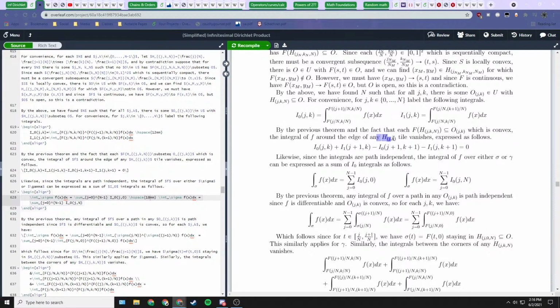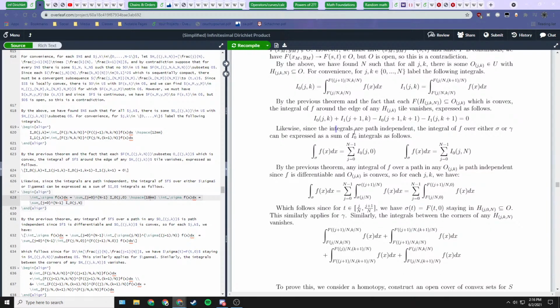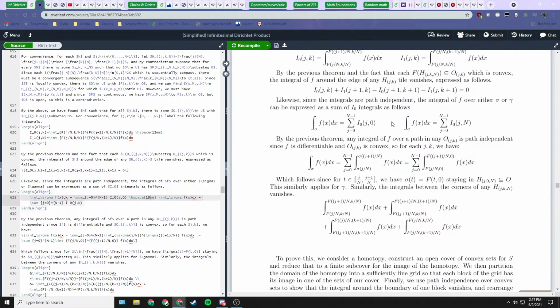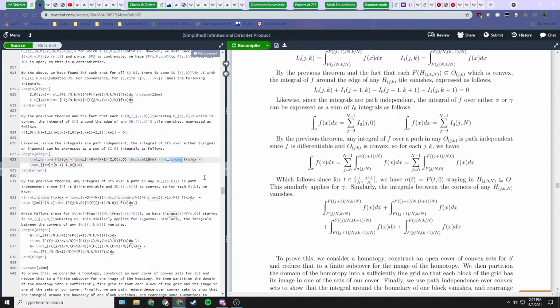So the integral around the edge of these tiles vanishes. Since the integrals are path independent, the integral of f over either gamma or sigma can be expressed as a sum of I0 integrals. So essentially these I0 integrals, this is actually just a polygonal path. So we're saying approximate sigma with this polygonal path. Since it's path independent, these should actually be identical. So for each, we break up sigma into these subsections, and then we just use these direct paths, I0. And this one should be gamma, not sigma, the second one.